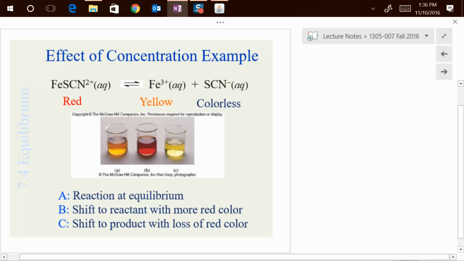So here's an equilibrium equation. Iron thiocyanate in equilibrium with iron and thiocyanate. Okay? So you can see the red iron thiocyanate, the yellow iron, and the colorless thiocyanate wouldn't be seen. Okay? But there's a shift in the equilibrium. So you can go from here to here and back again. You can change those equilibriums simply by increasing concentrations of something or reducing the concentration. So this is the reaction at equilibrium. Shift to reactant with more red color, and then you can shift it to product with the loss of red color. Okay?